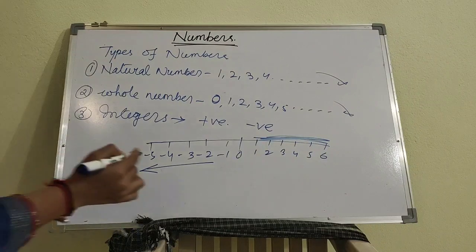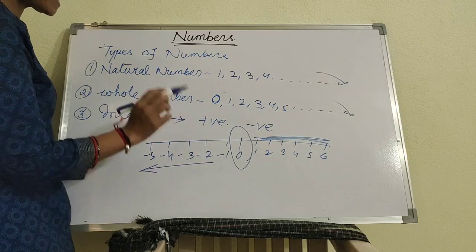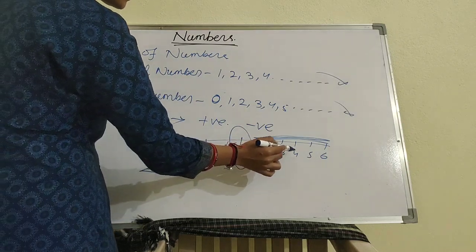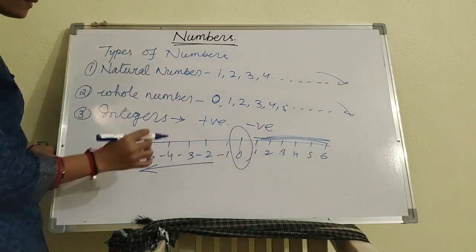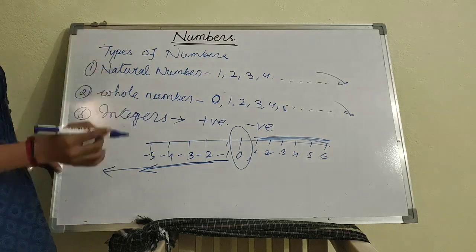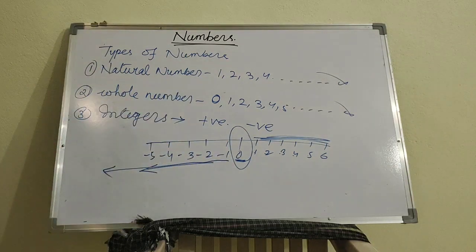And please remember, 0 is neither a positive integer nor a negative integer. Positive integers always start from plus 1, plus 2, plus 3, plus 4, plus 5, plus 6. And negative integers will be from minus 1 onwards, but 0 is neither a positive integer nor a negative integer. Please remember this.